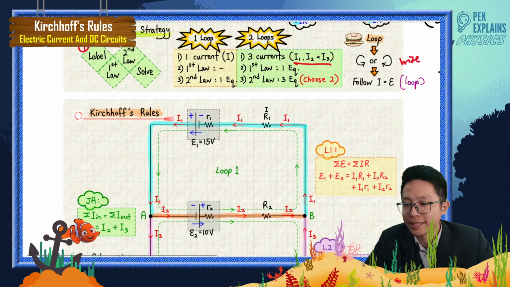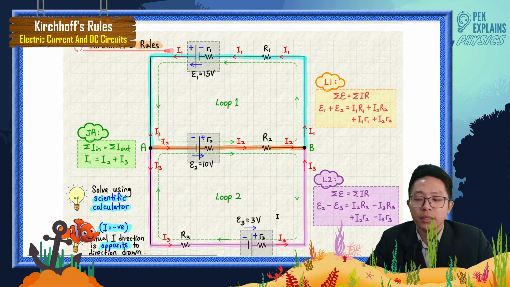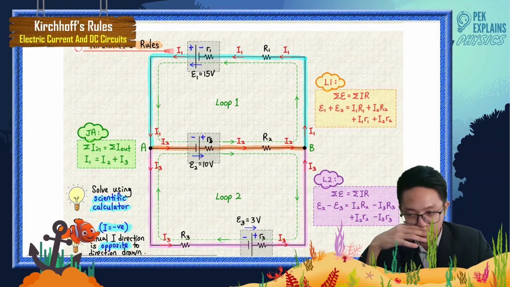Draw the circuit first, and then I label all the EMF direction, negative to positive, and then I label all the current at the junction. You see, current at the junction, and also current at each resistor, and also current at each internal resistor. Then once I label all the current and the EMF direction, then I'm good to go.